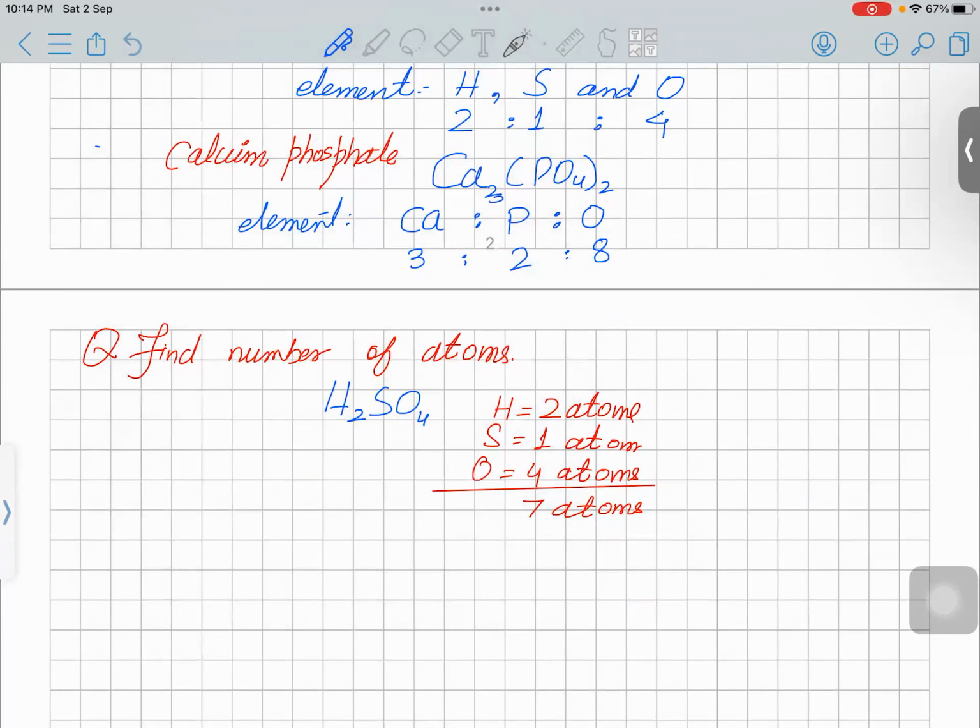Next is NH3. How many atoms? So 1 plus 3 equals 4. So total 4 atoms.